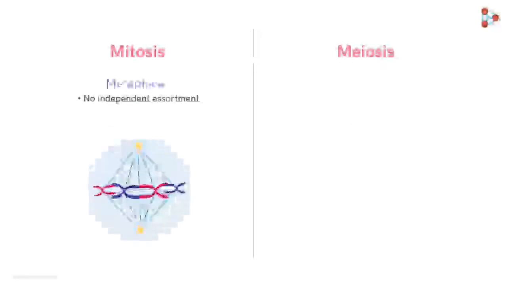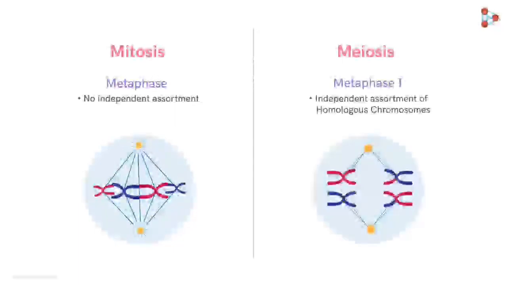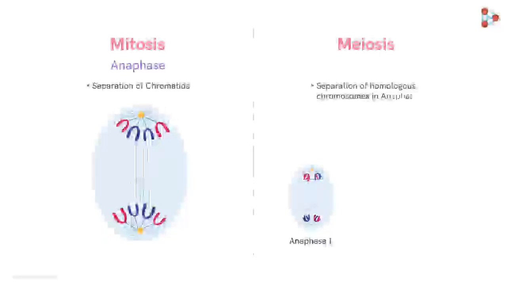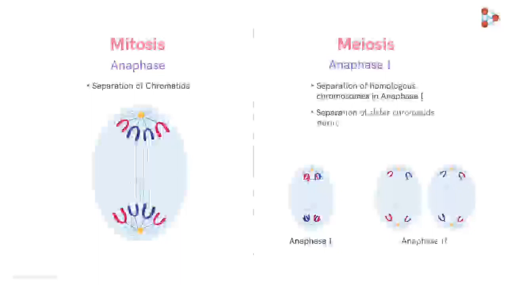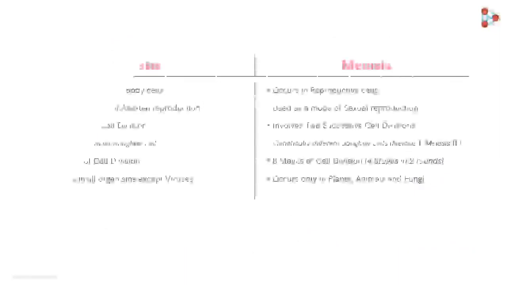Independent assortment is technically absent in the metaphase of mitosis, while it occurs in metaphase 1. The separation of chromatids takes place during anaphase, and on the other hand, the separation of homologous chromosomes takes place during anaphase 1 and the separation of sister chromatids during anaphase 2. So, these were the major differences between mitosis and meiosis. Let's summarize them in a single table.